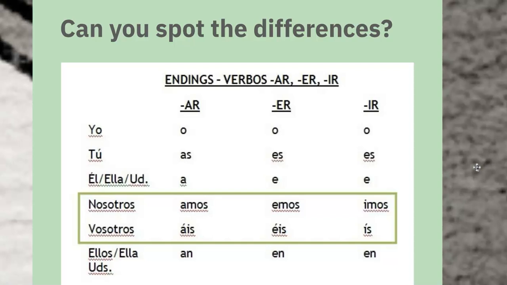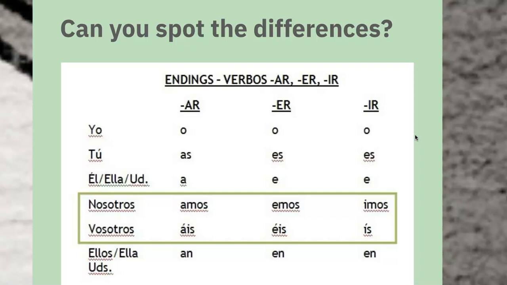Give you a little bit more time just to take it in. But if you haven't noticed, our yo and all of them across the board are all O's. So our ending is going to be an O in the present tense. So if we see hablo, that means I'm speaking, and we can look at that ending to see who is doing the action. Same with tú, we have AS for our AR verbs, and then ER and IR are ES and ES.